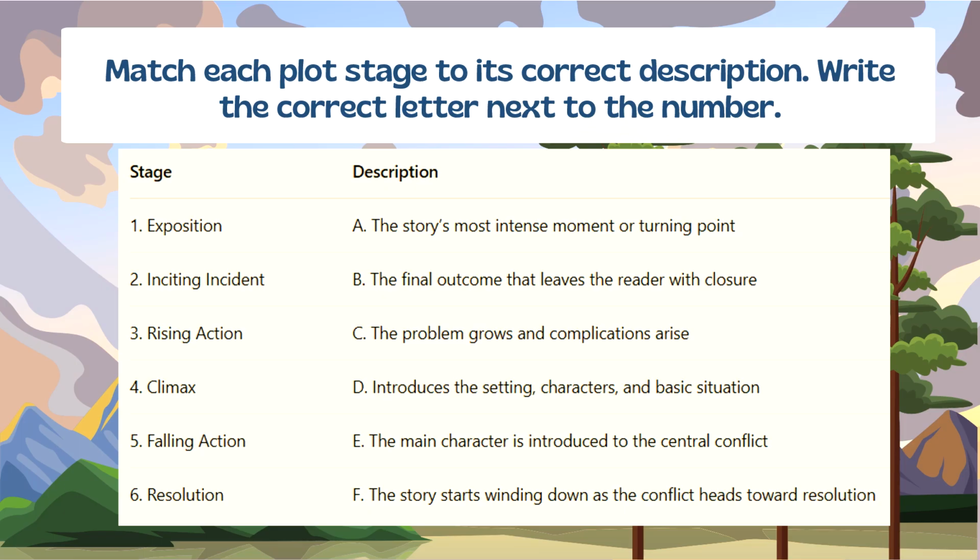For climax, the climax is the story's most intense moment or turning point, letter A. 5, falling action, that's now where the story starts winding down or falling as the conflict heads toward resolution, letter F. And finally, number 6, resolution. Resolution is the final outcome that leaves the reader with closure, ending, outcome, final, letter B.